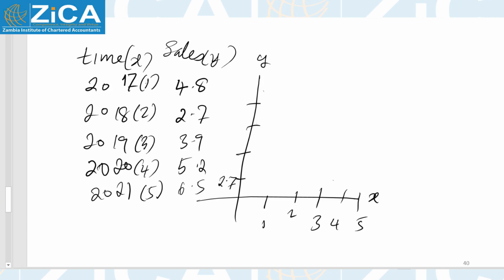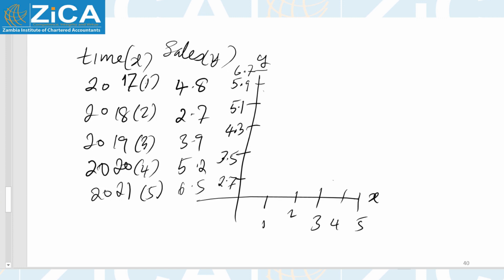So 2.7 plus 0.8, the next value there will be 3.5. Then this will be 4.3. Then this will be 5.1. And then this will be 5.9. Then you are going to have plus 0.8, which will give us 6.7, let us say 7. Now, you have made sure you have captured the 6.5.